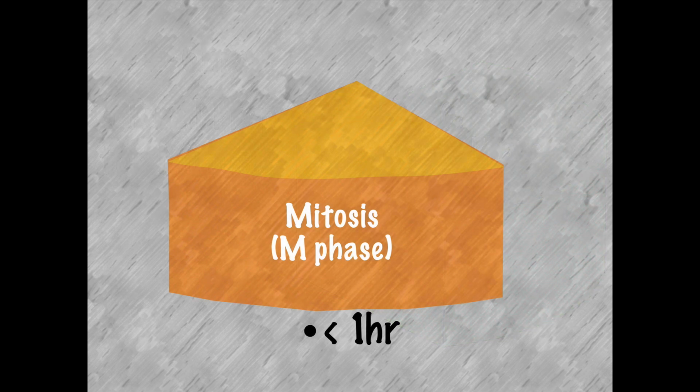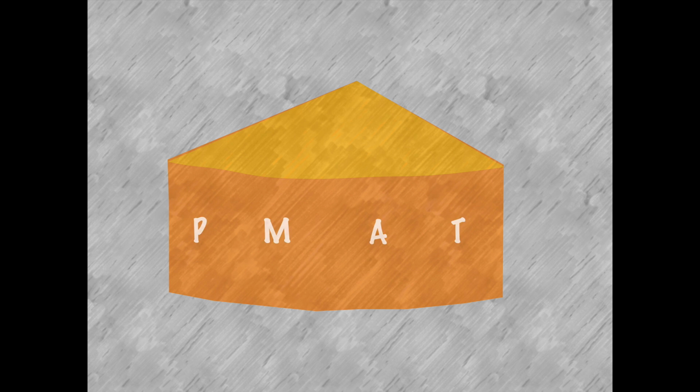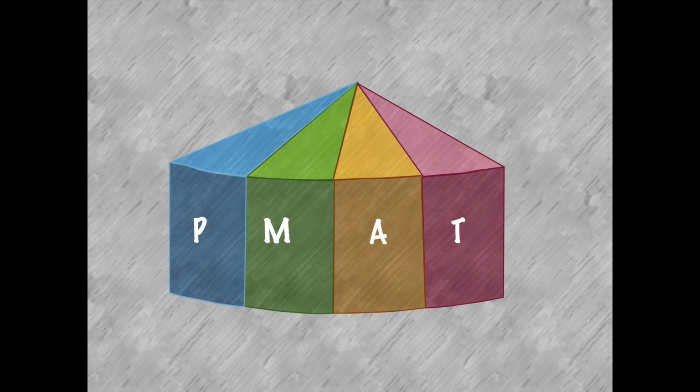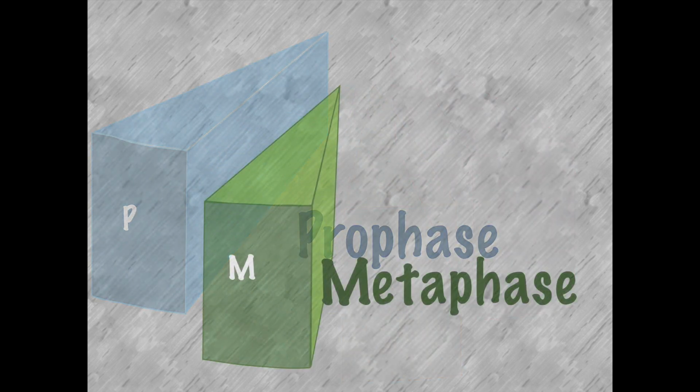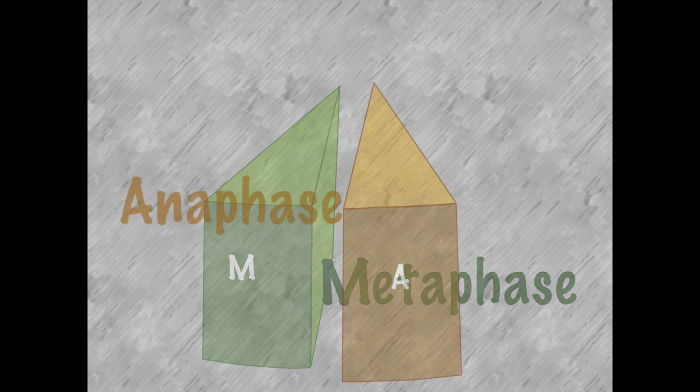This phase, surprisingly enough, is actually the one that runs the shortest. It's less than an hour long. And in this phase, we are copying, duplicating DNA. There are subcategories. You can break this up into 4 subdivisions. So mitosis can be broken up into what will be called PMAT. PMAT being prophase, metaphase, anaphase, and then finally telophase.